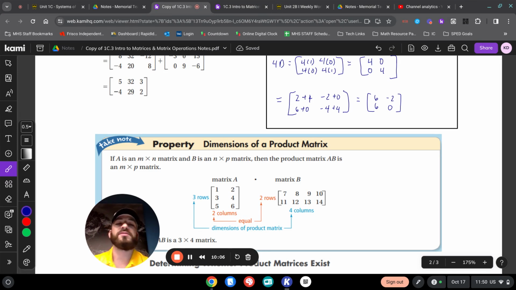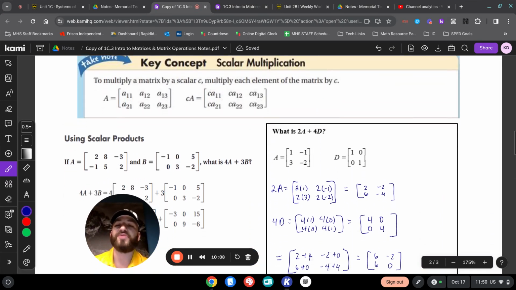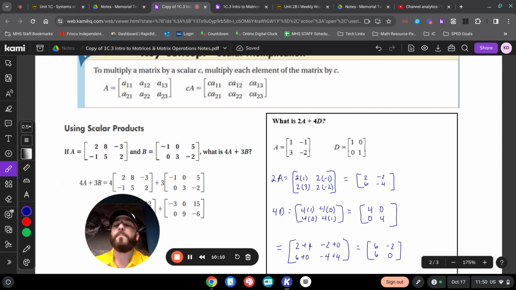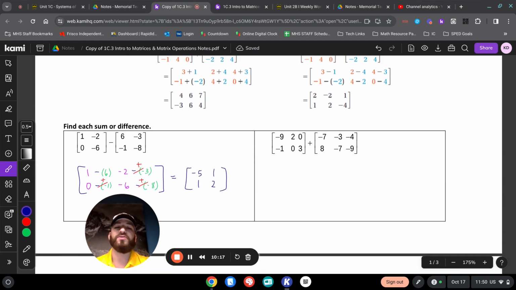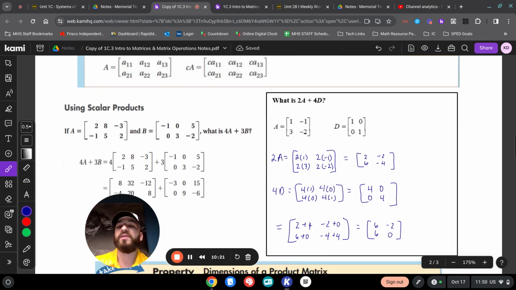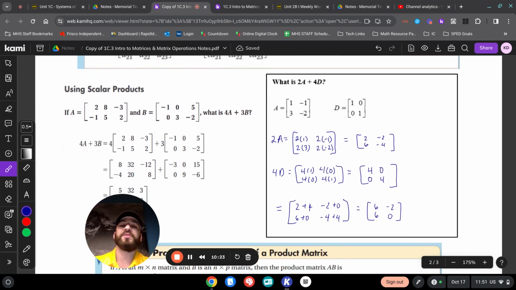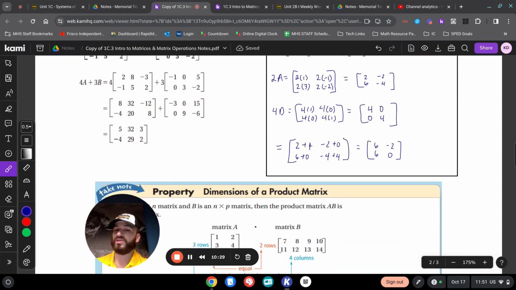So with our scalar multiplication, addition, subtraction, we just want to have matrices that are the exact same size. So same set of rows, same set of columns. So 2 by 2, 2 by 2, 2 by 3, 2 by 3. In the case of our examples, 2 by 3s, 2 by 3s, 2 by 2, 2 by 2s. So same exact thing for addition, subtraction, and scalar multiplication.